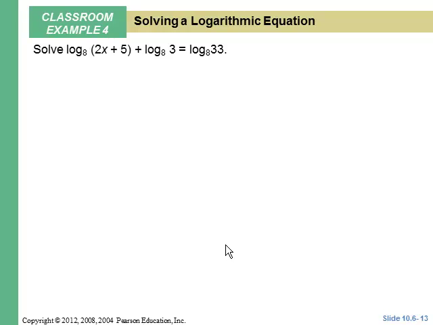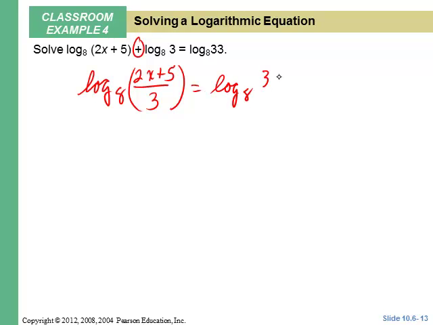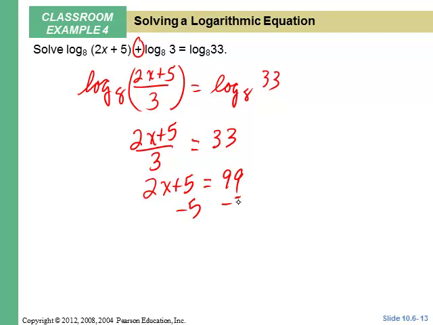Okay, here's a problem that's a little bit longer, and we remember the rule for addition is the same as multiplication. So we have log base 8 of (2x plus 5) over 3 equals log base 8 of 33, or (2x plus 5) over 3 equals 33. Multiply both sides by 3, you have 2x plus 5 is 99. Subtract 5 from both sides. 2x is 94. X is 47.